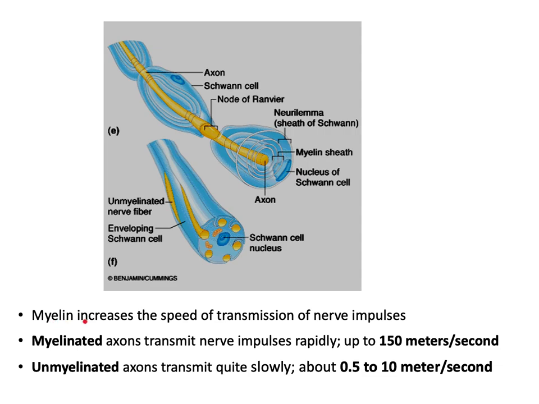Again, it's written here that myelin increases the speed of transmission of nerve impulses, but I explained what was found recently. Anyway, in general, the myelinated axon transmits nerve impulses rapidly, up to 150 meters per second, while the unmyelinated is very slow, in a range of about half a meter to 10 meters per second, very slow.